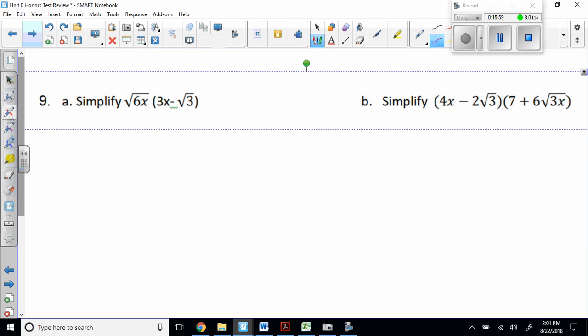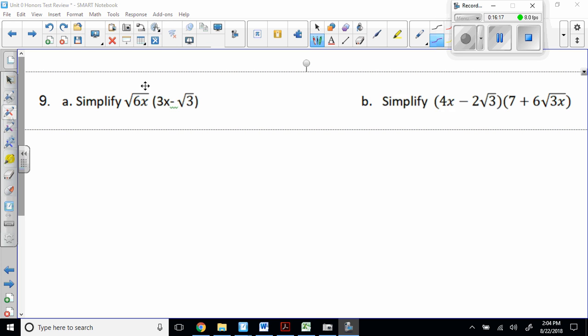Simplify. Square root of 6x times 3x minus square root of 3. And then simplify 4x minus 2 square root of 3 times 7 plus 6 square root of 3x. Ladies and gentlemen, I'll give you 2 minutes to do this. Go. Okay, let's check the first one.